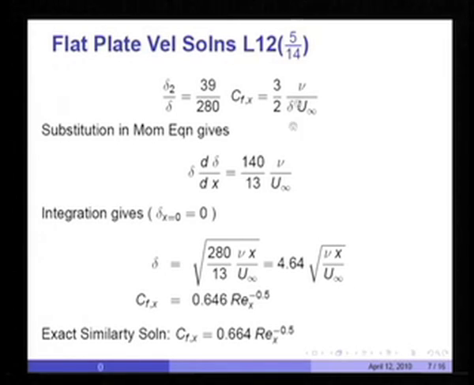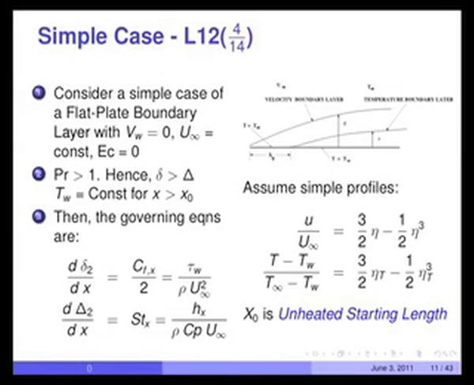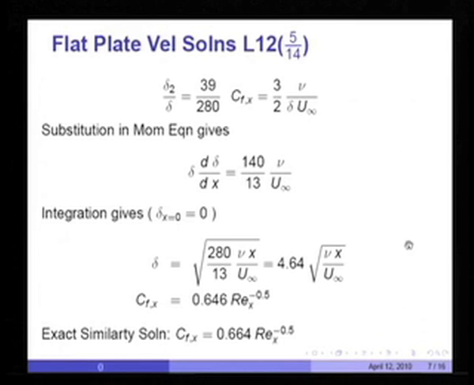If I now substitute this delta in the definition of Cfx, 3 by 2 nu over u infinity delta, then it can be shown that Cfx is 0.646 Reynolds x to the minus half. Now, you will recall from our exact similarity solution, we had obtained Cfx equal to 0.664 Reynolds x to the minus half. So, even though we have chosen a very simple velocity profile here, 3 by 2 eta minus 1 over 2 eta cube, we have obtained a result which is very, very close to the exact solution.